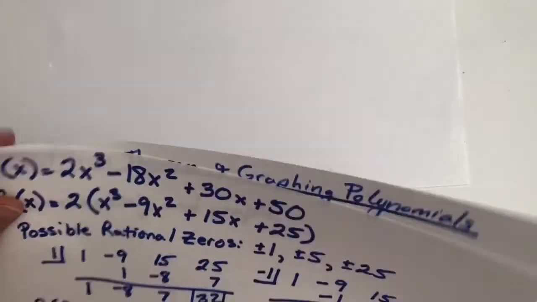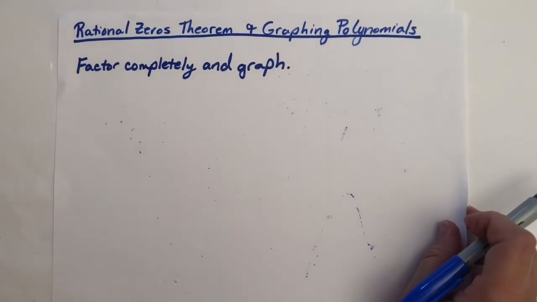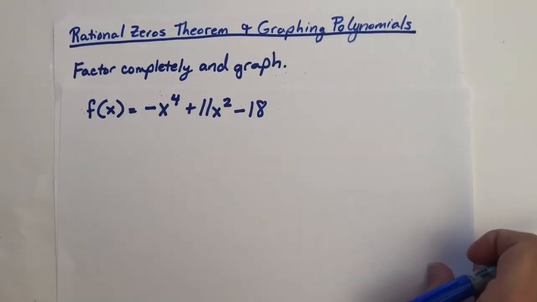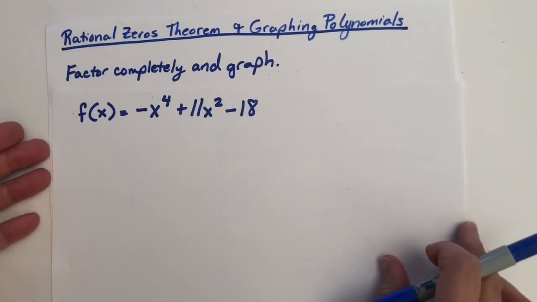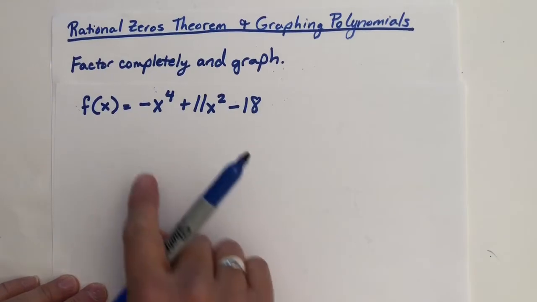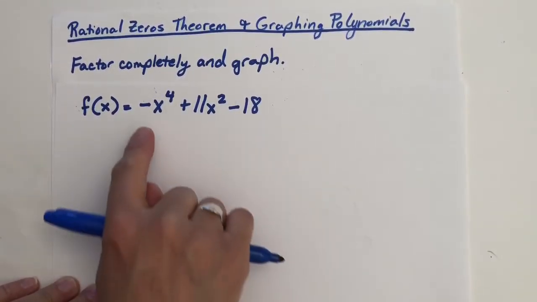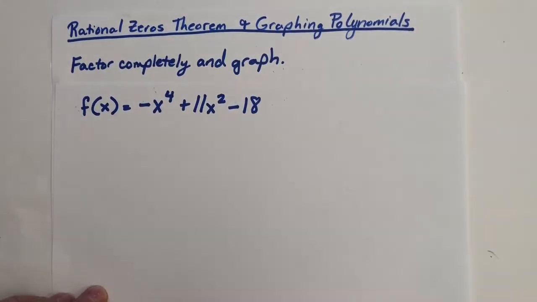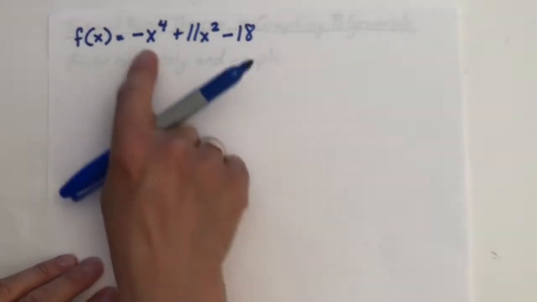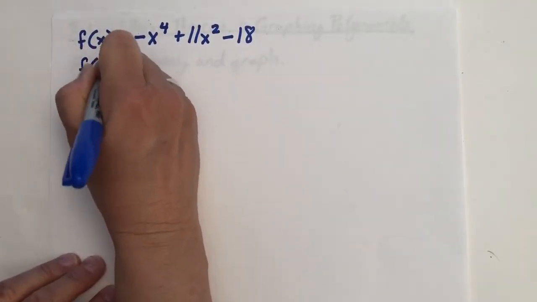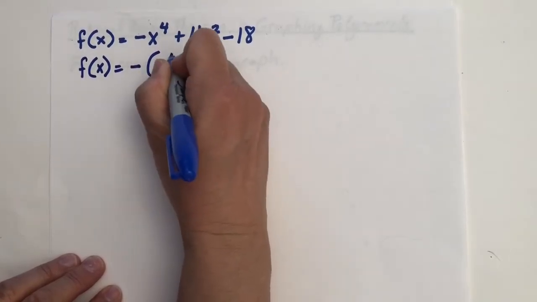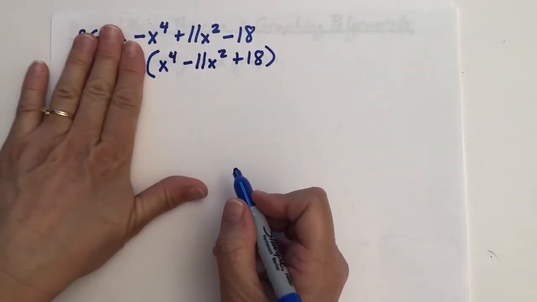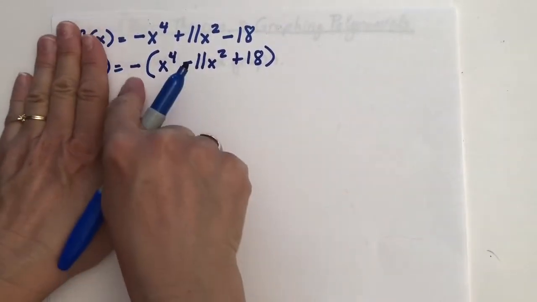We'll use the same directions, which are factor completely and graph. So here's our next polynomial. For this one, notice that our leading coefficient is negative. I don't like to graph with that negative out front. I like to factor it out so that my leading coefficient will look positive in the polynomial that I'm going to be working with. So I would factor out that negative 1. So let's do that. Negative, and then x to the 4th minus 11x squared plus 18. Of course, the coefficient is still negative 1, but now I'm going to be looking at this polynomial here, and I don't have to worry about that negative 1 at all.